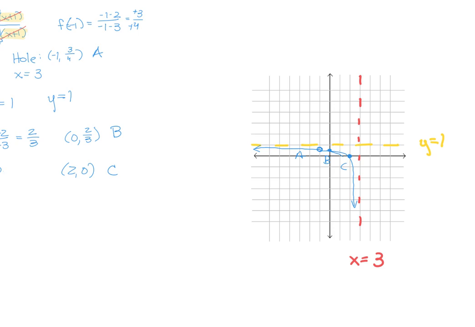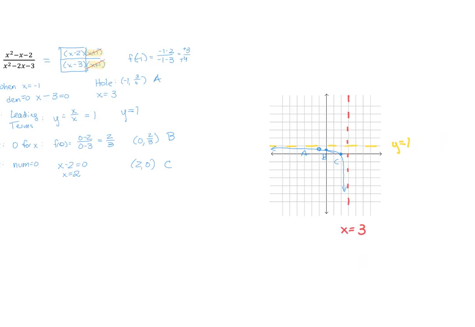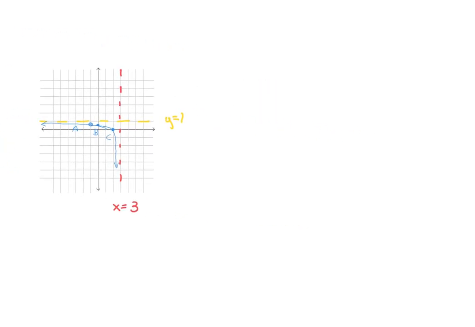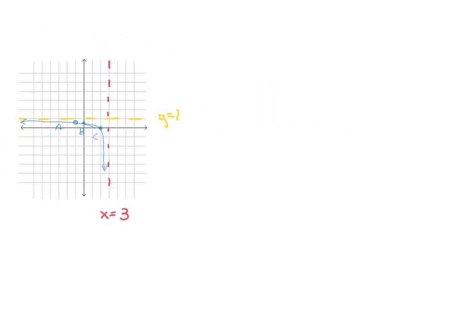All right, let's find some points on the other piece. If we go to our table, you can plug in the original function or the simplified function. I'm going to do the simplified function, means typing less buttons. What I see here is when x is 4, I get a y of 2. And if I plug in 5, I get a y of 1.5.